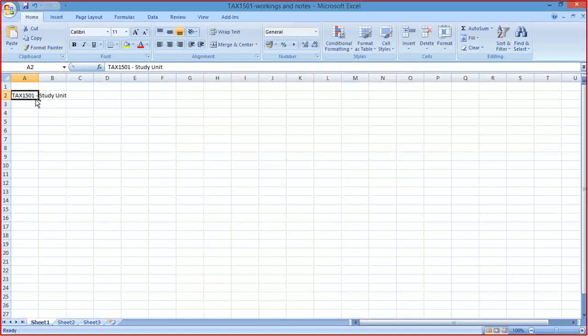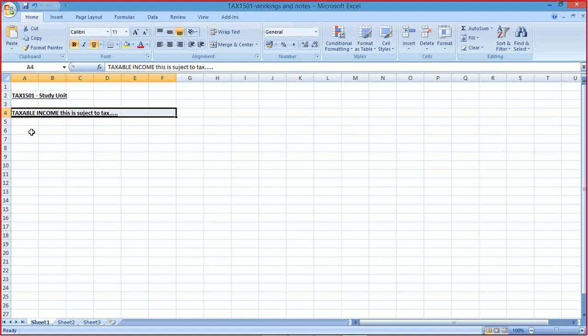So when looking at taxable income, it is basically what is subject to tax. So this is subject to tax. And then you have to use the tax tables to calculate how much you actually pay to SARS. So when looking at taxable income, you'll have gross income.